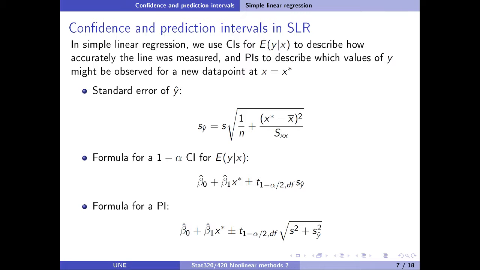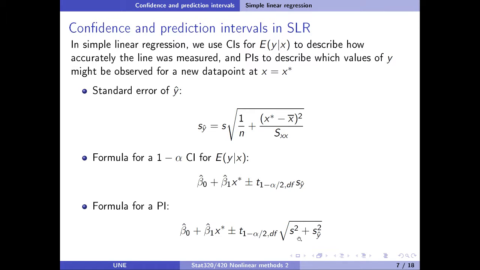The prediction interval is very, very similar. For a new value x equals x star, we're still going to have our best guess, this is just y hat here, that's y hat there, plus or minus the same exact t statistic. But now we're going to have to incorporate the natural variability s squared plus the uncertainty in the line s y hat squared.